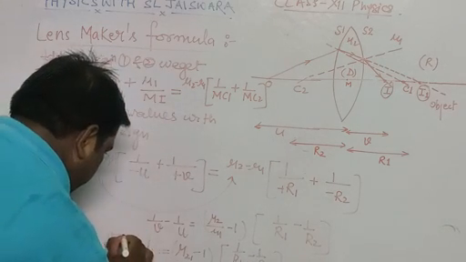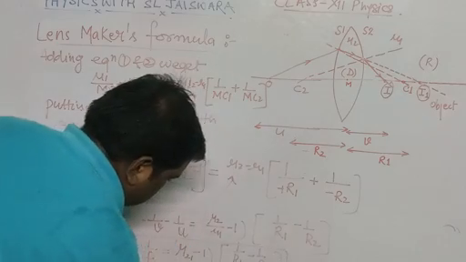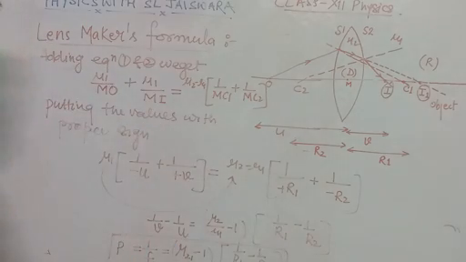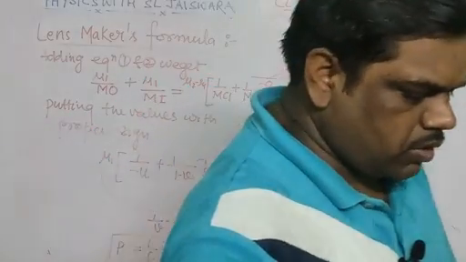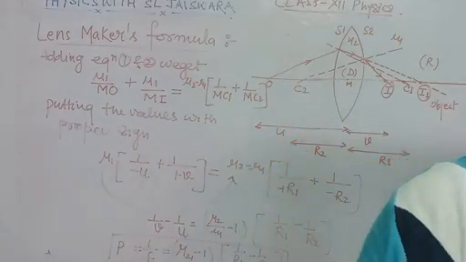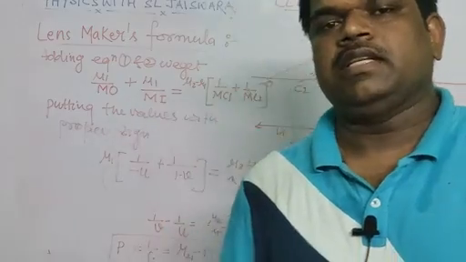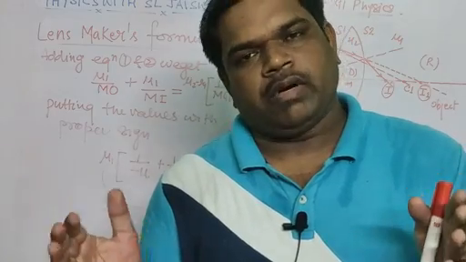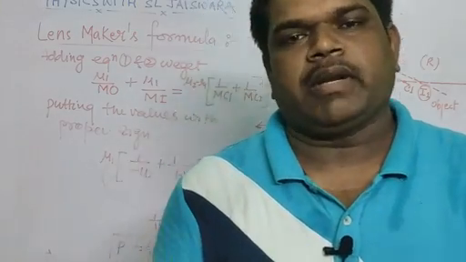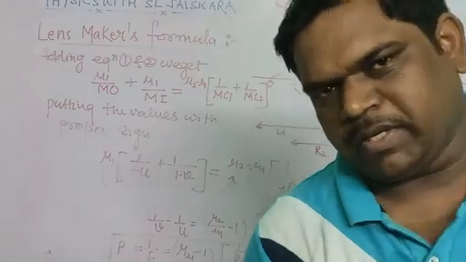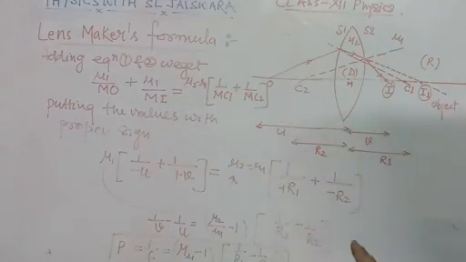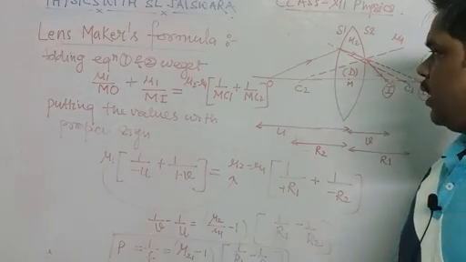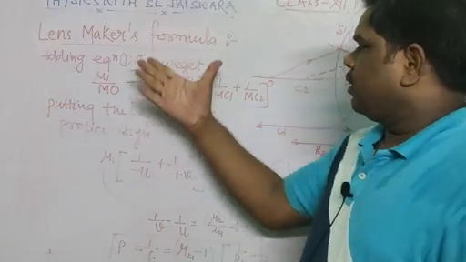This is a very important equation: P equals 1 upon f equals 1 upon v minus 1 upon u equals mu21 minus 1 in bracket 1 upon r1 minus 1 upon r2. This is the required expression of the Lensmaker formula.